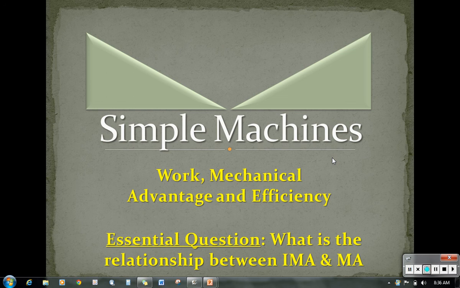So we're going to talk about the relationship between work, mechanical advantage, efficiency, and IMA, ideal mechanical advantage, and how all these relate to each other. When we talk about machines, we've talked about efficiency in what respect already? In the kinetic energy, potential energy lab, where you use the initial and final potential energy to figure out how efficient your machine was.